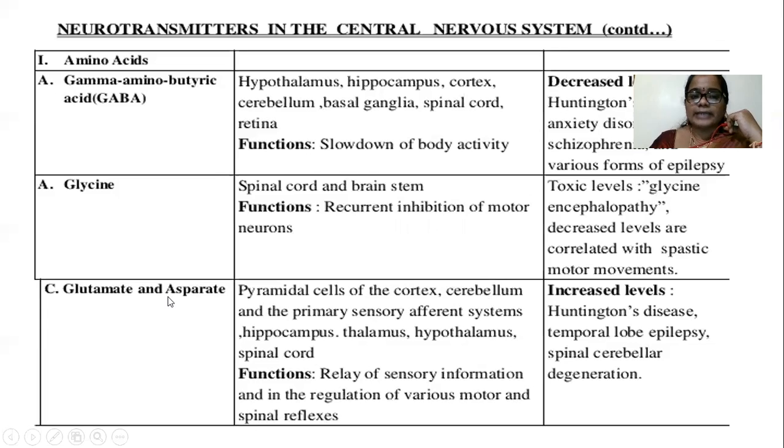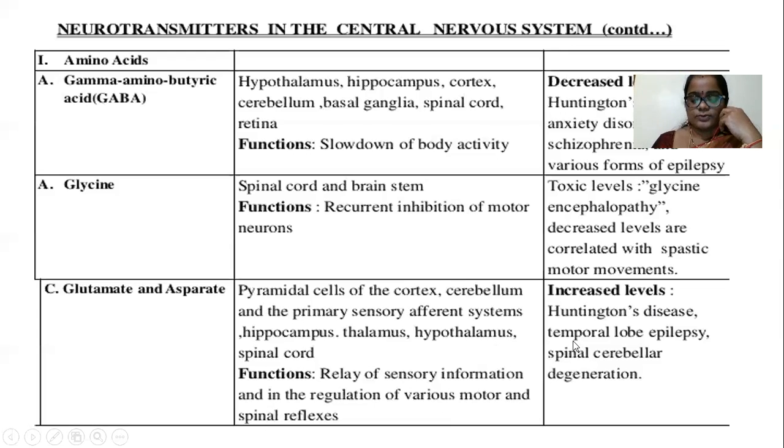And glutamate and aspartate. This is also present in the cerebellum, primary sensory efferent system, hippocampus, thalamus, hypothalamus, and spinal cord, all CNS parts. The function is that it relays sensory information and regulates various motor and spinal reflexes. If the levels increase, it means Huntington's disease, temporal lobe epilepsy, and spinocerebellar degeneration.